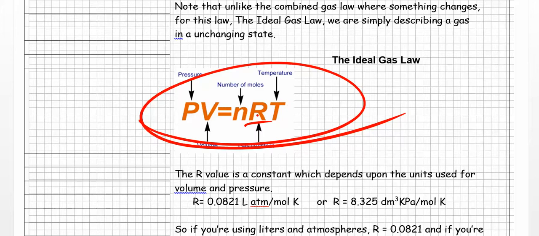And remember, R is going to be dependent upon what you're using for the volume and what you're using for the pressure. It's going to be either 0.0821 liter atmospheres per mole per degree Kelvin, or 8.325 cubic decimeter kilopascals per mole per degree Kelvin.